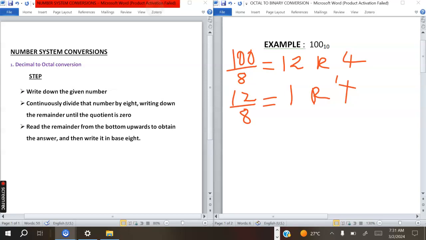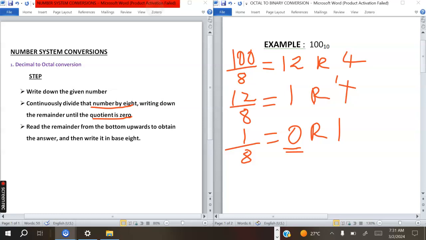Now our remainder is 1 divided by 8, which is 0, remainder 1. So what we have so far is that we have divided the given number by 8, writing down the remainder until the quotient is 0. This is my quotient, the one I'm underlining. As long as the quotient is 0, that's the end of the working.